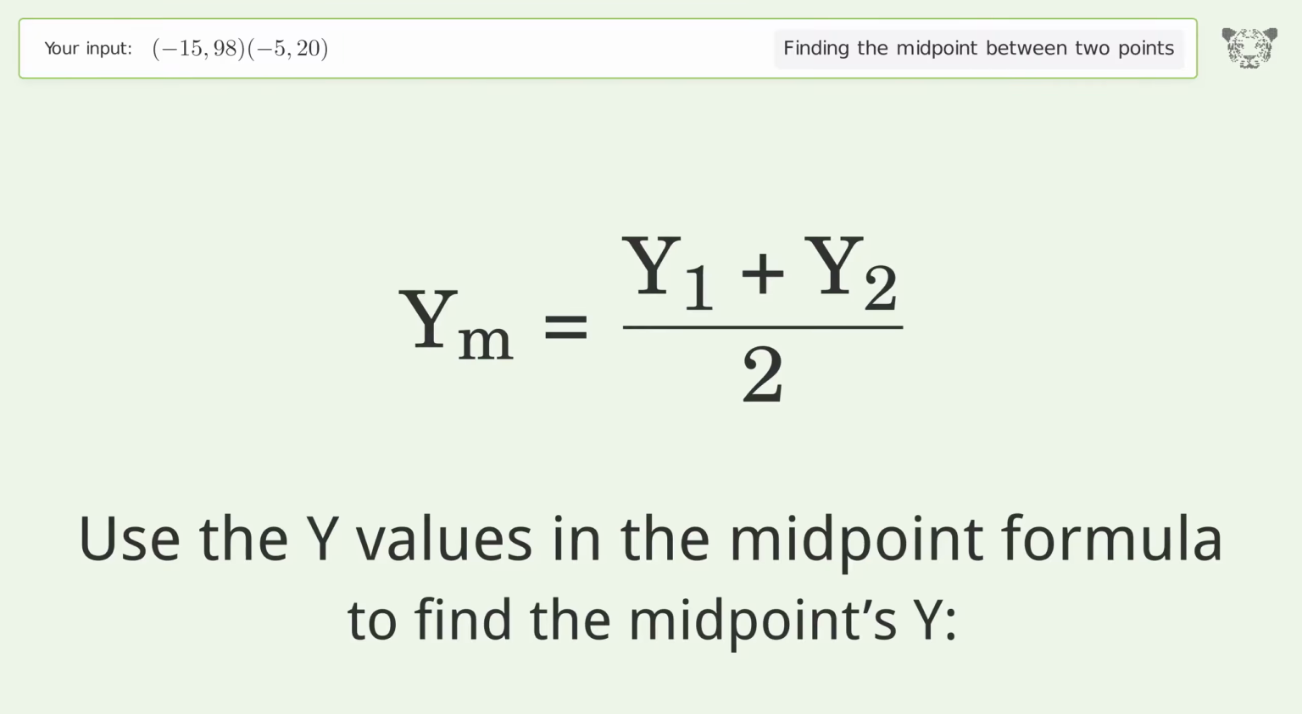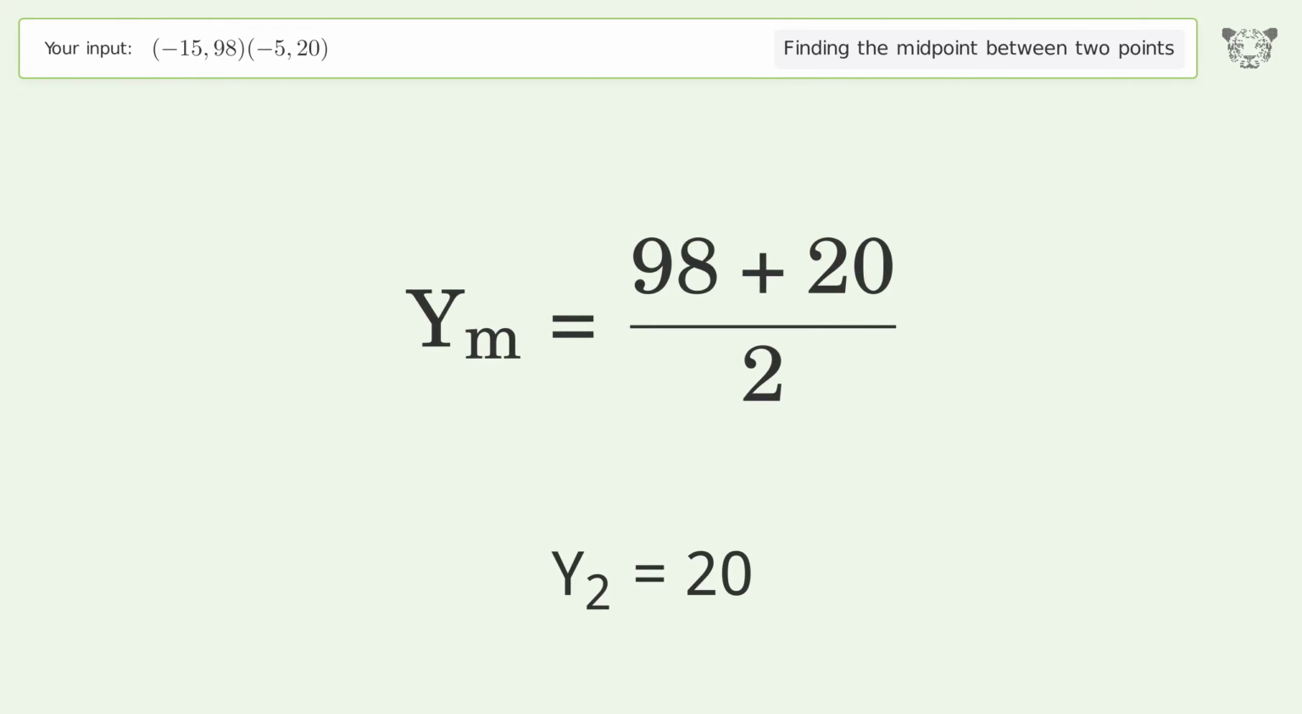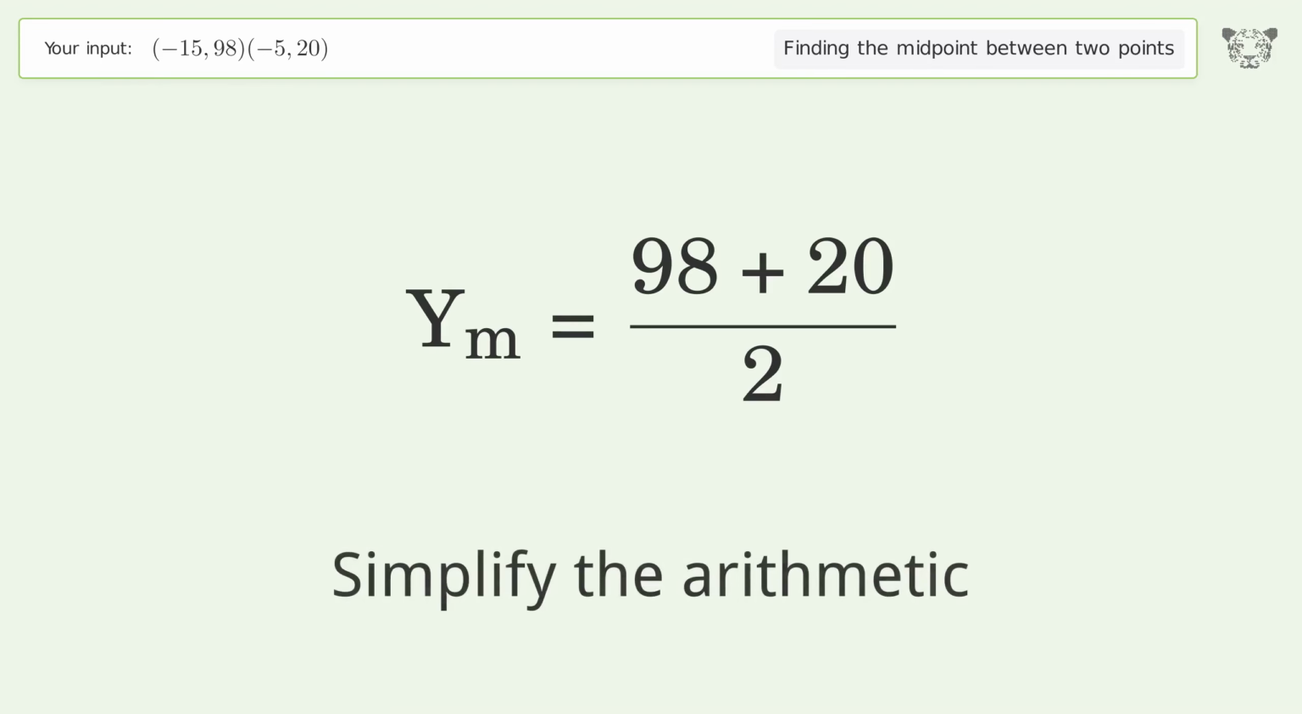Use the y values in the midpoint formula to find the midpoint's y. y1 equals 98. y2 equals 20. Simplify the arithmetic.